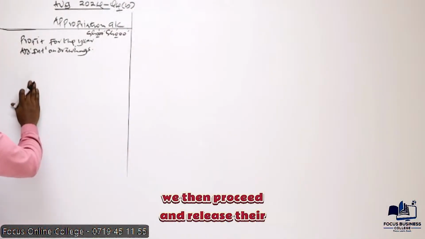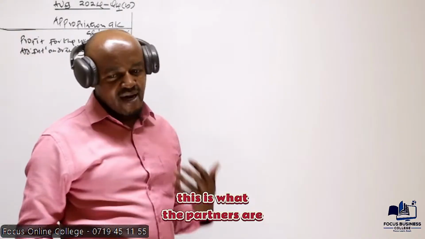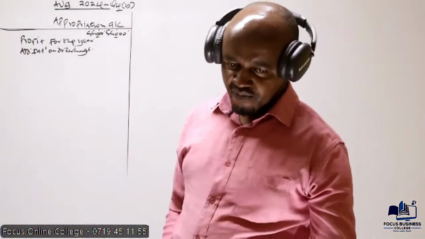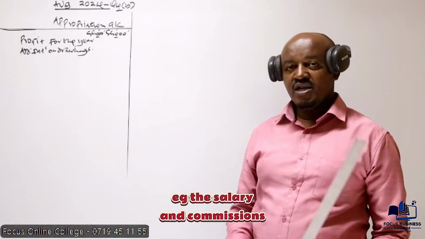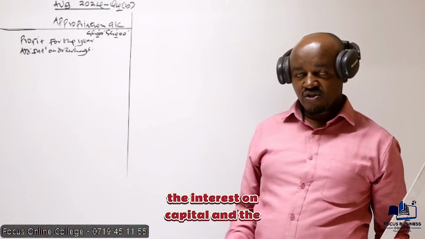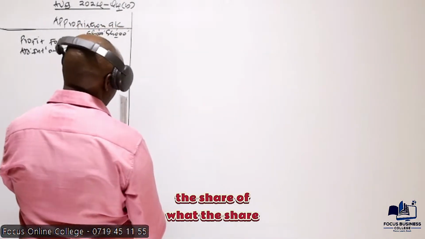We then proceed and raise the appropriations. When we talk about the appropriations, this is what the partners are entitled to from the partnership business, for example the salary and commissions, the interest on capital and the share of profit.